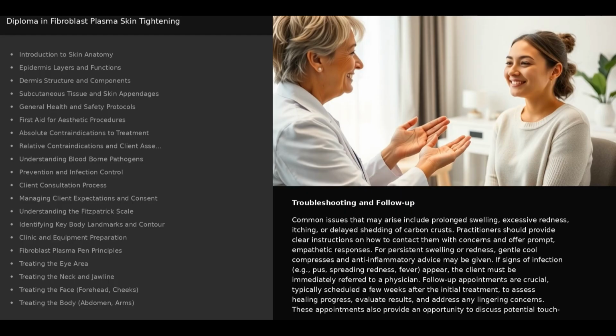If signs of infection, e.g., pus, spreading redness, fever, appear, the client must be immediately referred to a physician. Follow-up appointments are crucial, typically scheduled a few weeks after the initial treatment, to assess healing progress, evaluate results, and address any lingering concerns. These appointments also provide an opportunity to discuss potential touch-up treatments or future aesthetic plans, ensuring continuous client care and satisfaction.